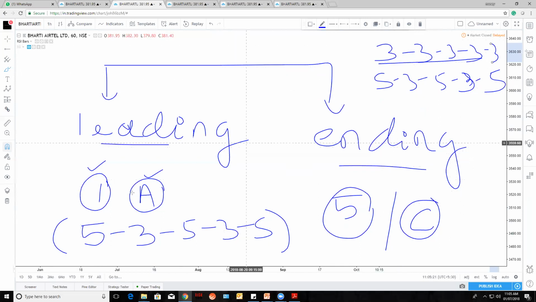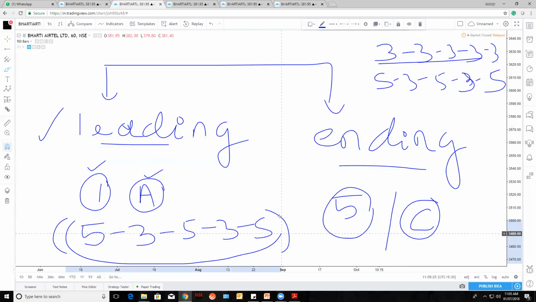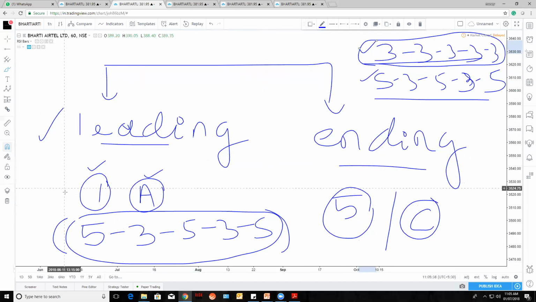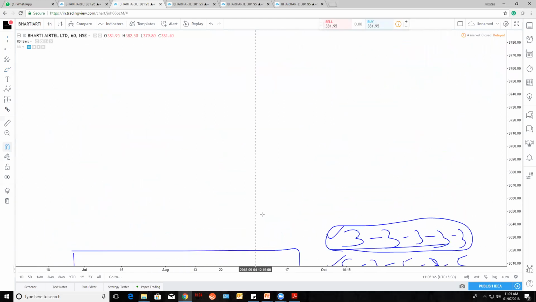The major difference is most of the time the leading diagonal will be a 5 3 5 3 5 structure, and the ending diagonal will be a 3 3 3 3 3 structure. It can be okay if it is 5 3 5 3 5 also. It is okay if it is a 3 3 3 structure also. But a leading diagonal should be a 5 3 5 3 5 structure. What is the 5 3 5 3 5 structure and what is the 3 3 3 structure? We will come to know.